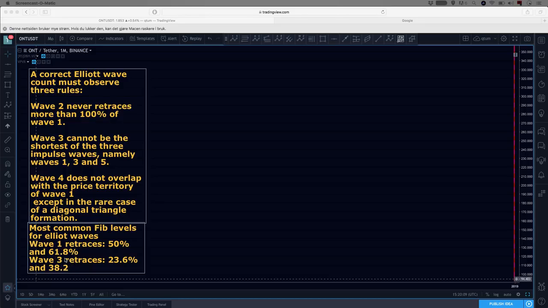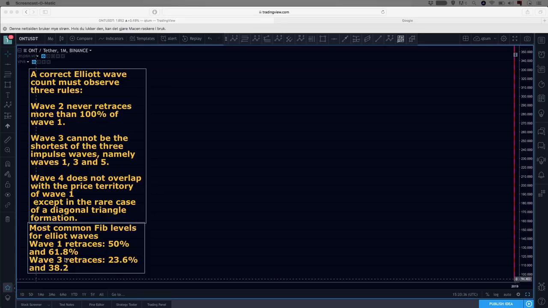Alright, hey guys, this is Theo from Crypto99, and from today I will start making a trading series. First I will start explaining how Elliott Wave works and how to use it together with different kinds of fib levels, both fib extension and fib retracements.